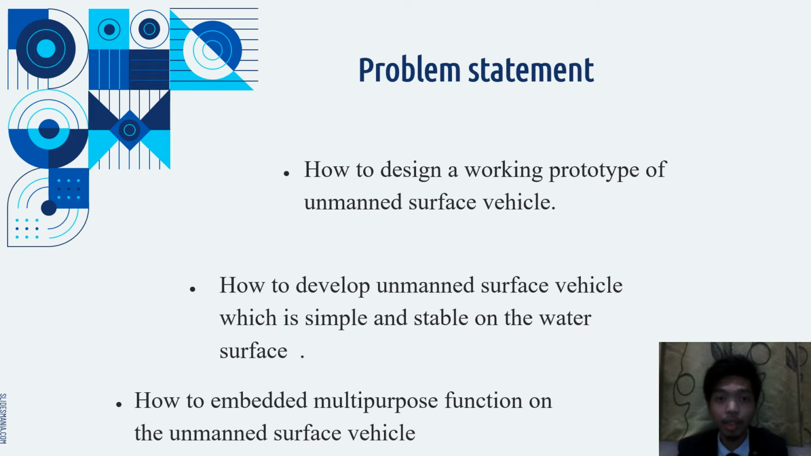The problem statement of this project are how to design a working prototype of unmanned space vehicle. Next, how to develop unmanned space vehicle which is simple and stable on the water surface. The last one is how to embed multi-purpose function on the unmanned space vehicle itself.